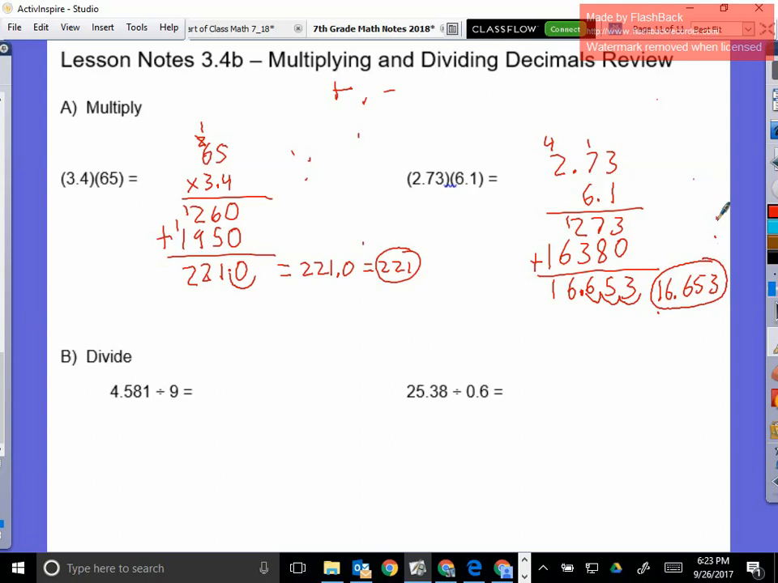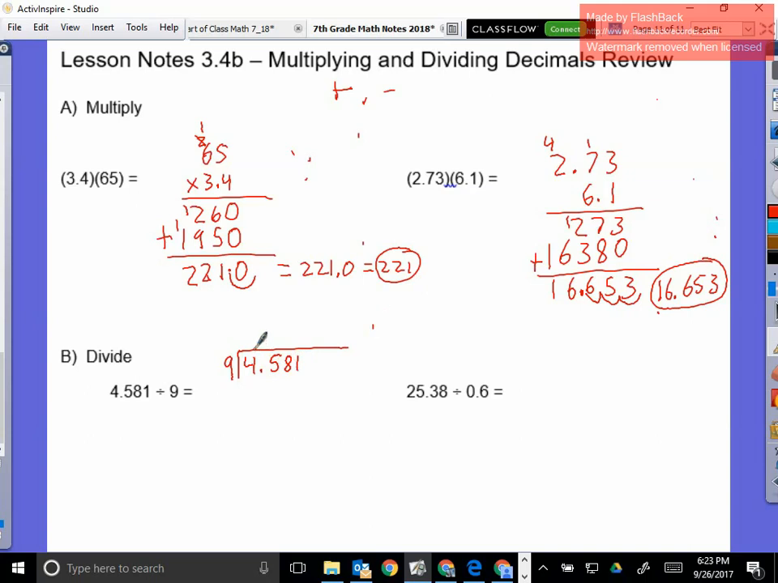Now let's talk about dividing decimals, okay? Not going to be too much different than just regular dividing, so we're going to go ahead and set this up. We got 4.581 being divided by 9. So we're going to set that up just like this. 9 is going to be on the outside here, and we're going to have 4.581.